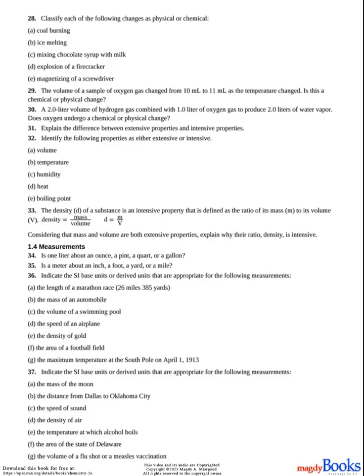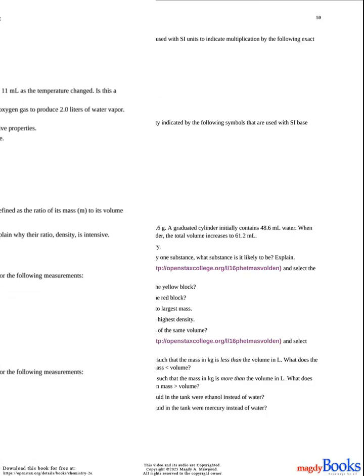37. Indicate the SI base units or derived units that are appropriate for the following measurements. A. The mass of the moon. B. The distance from Dallas to Oklahoma City. C. The speed of sound. D. The density of air. E. The temperature at which alcohol boils. F. The area of the state of Delaware. G. The volume of a flu shot or a measles vaccination.